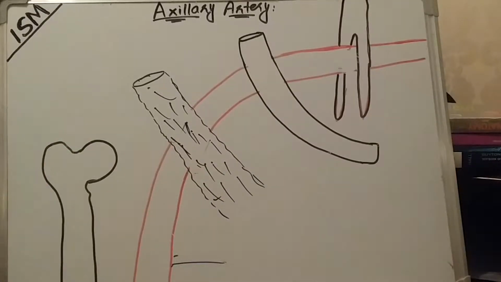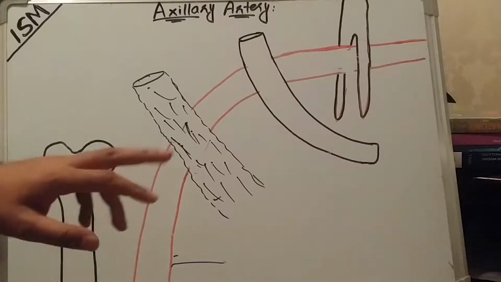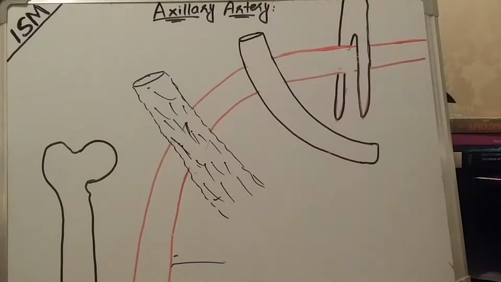Hi friends, this is our fifth lecture about the cardiovascular system, anatomy of the cardiovascular system. Today we are going to discuss the axillary artery. In the previous lecture we discussed the subclavian artery. So let's begin with the axillary artery. I have made a diagram for this purpose on the whiteboard.